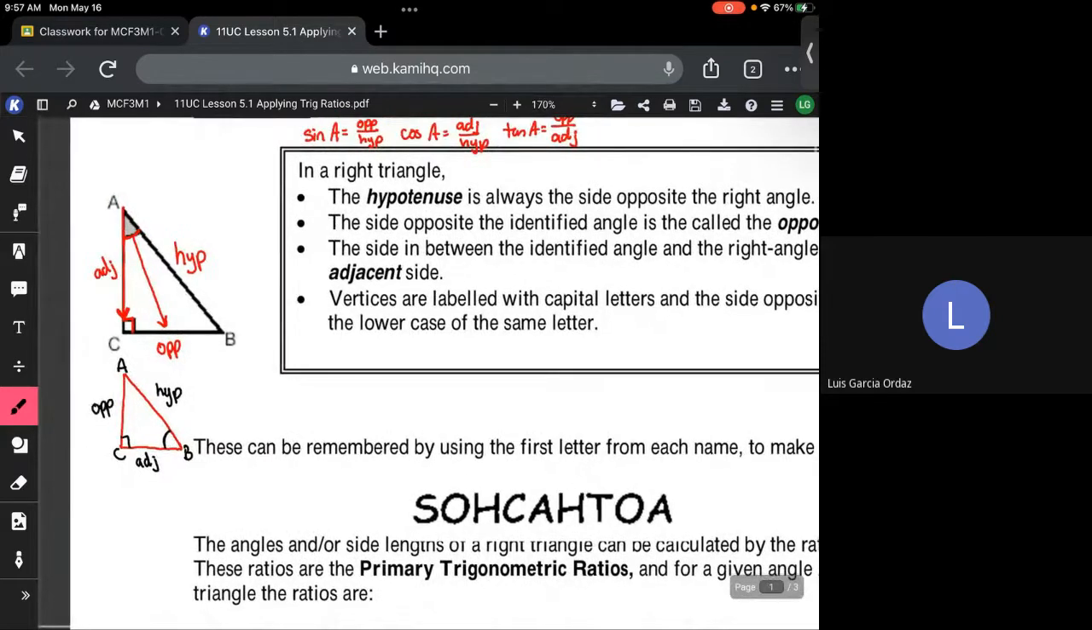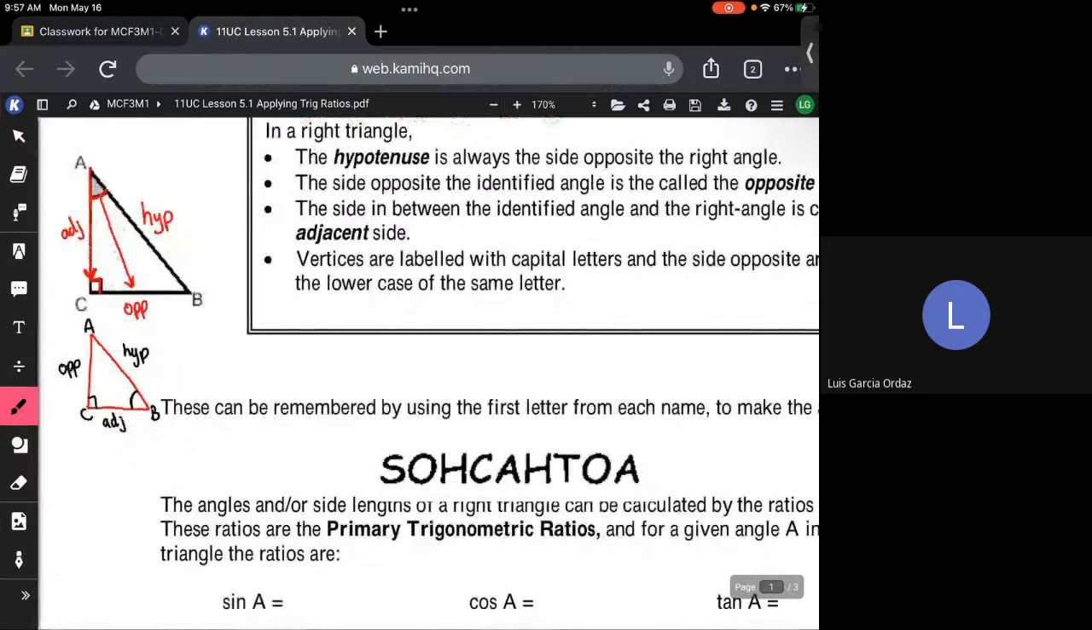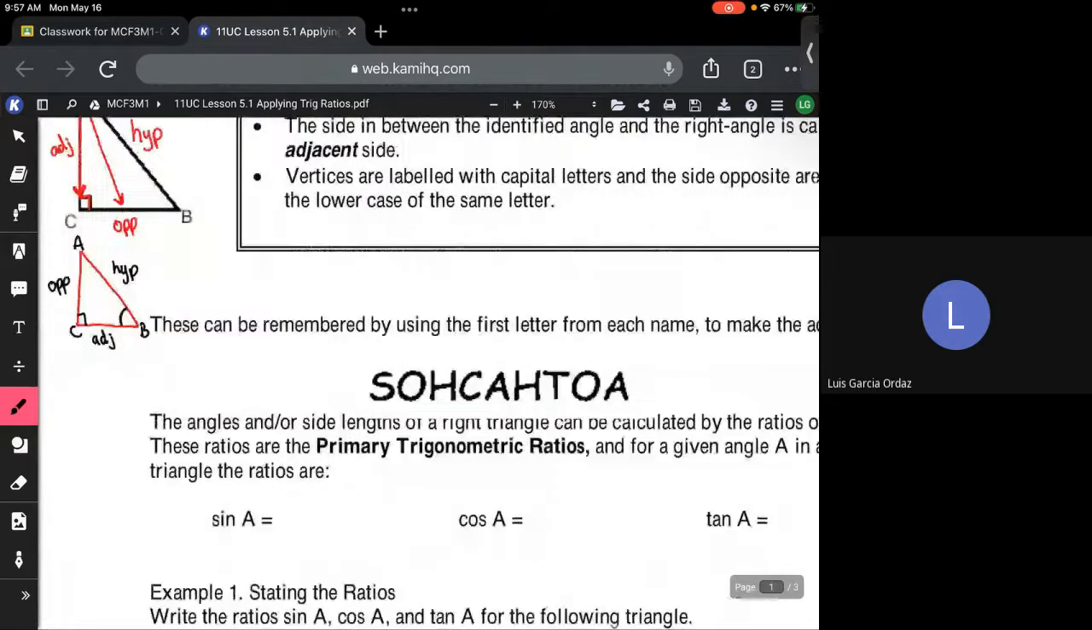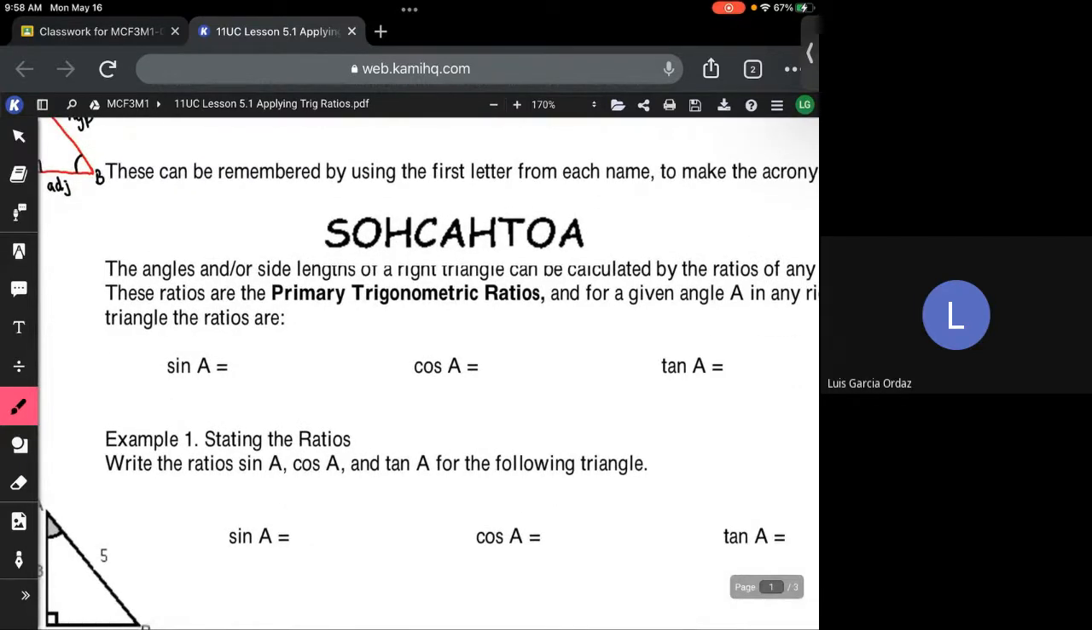The opposite side is whatever is across from the angle, and the adjacent side is the side that's directly beside the angle we are referring to. So your vertices are labeled with capital letters, and then your sides are labeled in lowercase letters. So we already discussed this. We said sine A is equal to the opposite side divided by the hypotenuse. Cosine, we said, is the adjacent side divided by the hypotenuse. And tan is the opposite side divided by the adjacent side.